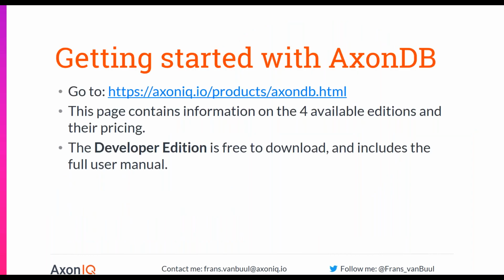Suppose that you want to get started with this yourself. The best way to get started is to go to our product page. Here's the exact URL, but you can also find it by going through to the main site axonic.io and then choosing the products menu. It has some detailed information about 4 different editions that we have of AxonDB.